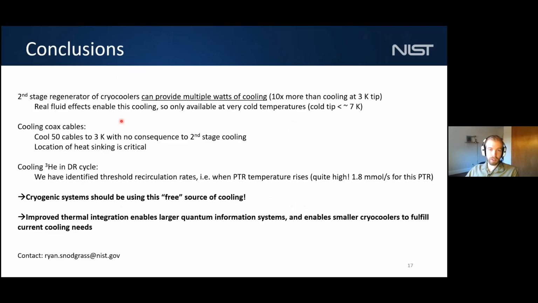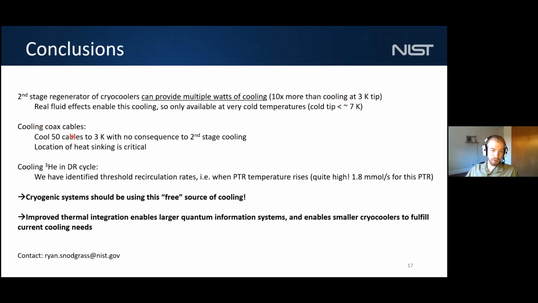Okay, so let's conclude here. The second stage regenerator of cryocoolers can provide multiple watts of cooling, and this source of cooling is free. It doesn't affect the cooling power at very low temperatures, and it's very big. It's actually 10 times more than the cooling available at 3 Kelvin. And this source of cooling is available because of real fluid effects, and so it's only available when you're operating your cryocooler at very cold temperatures, say when the cold tip's less than about 7 Kelvin.